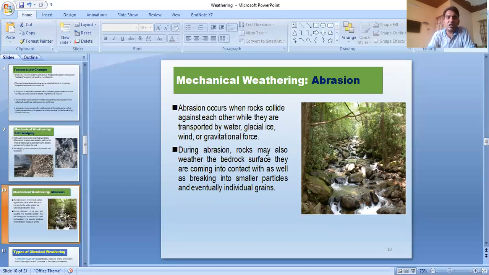So during abrasion, rocks may also weather the bedrock surface. They come into contact with it, as well as breaking into smaller particles and eventually individual grains. Not only do they collide with each other, but they also collide with the bottom. Once they are moving or rolling in the water, they also collide with or touch the bottom of the river or stream, and so they also dissolve or disfigure that bottom area. So this process is called abrasion.